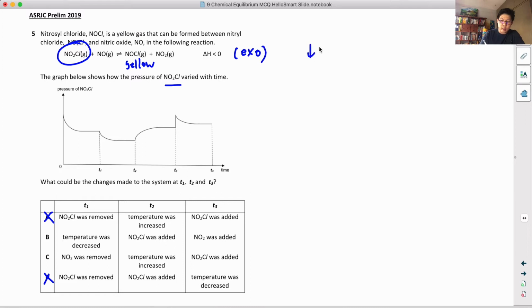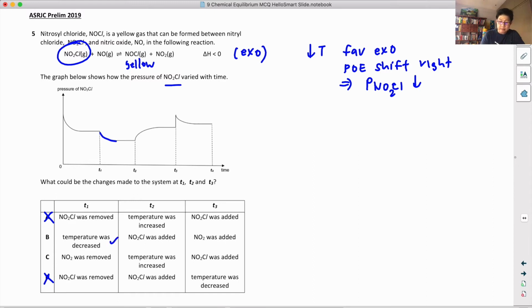So if you decrease temperature, it will favor the exothermic reaction, because when you decrease temperature, the system wants to increase temperature by producing more heat. It will favor the exothermic, and the position of equilibrium will shift to the right, which implies the concentration or the pressure of NO2Cl must actually decrease. All right, so as it shifts to the right, it's decreasing, it's good. So this actually is possible.